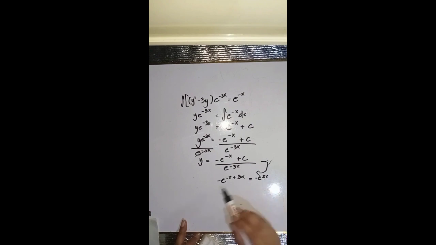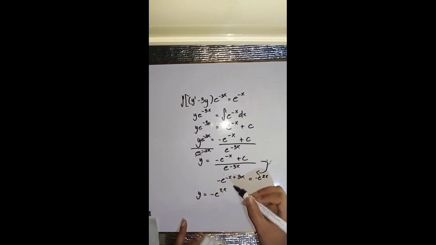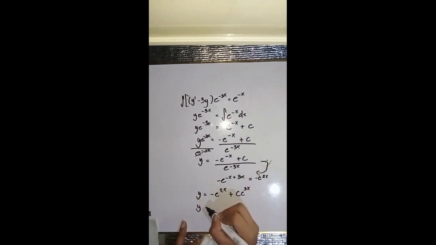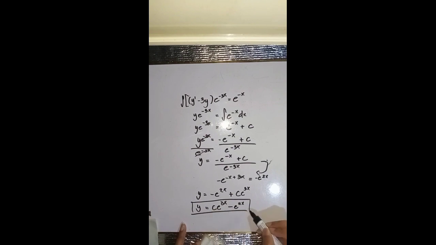So now the answer will become y equals negative e raised to 2x plus the arbitrary constant c, raised by the denominator, so c e raised to 3x. Simplifying it, y is equal to c e raised to 3x minus e raised to 2x. Now you can put the answer as the one above or the one below, but I prefer the one below. So thank you for watching, guys.